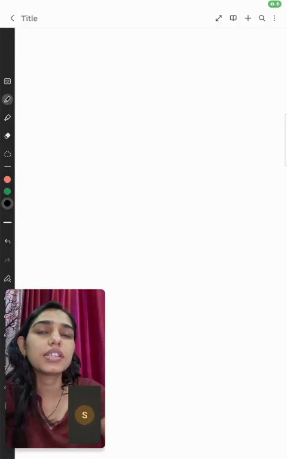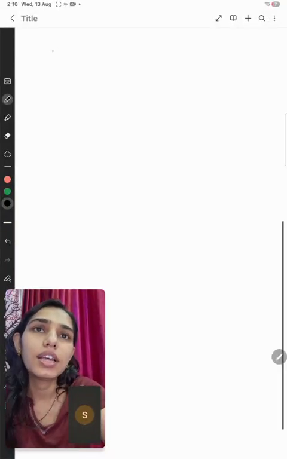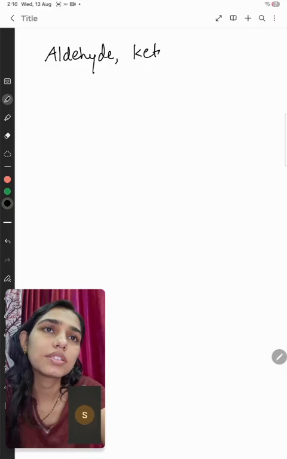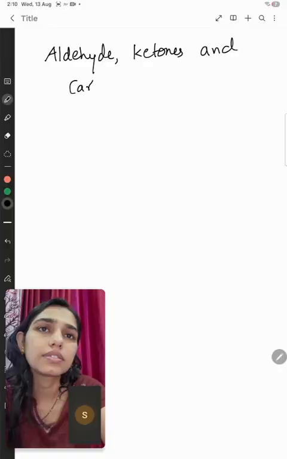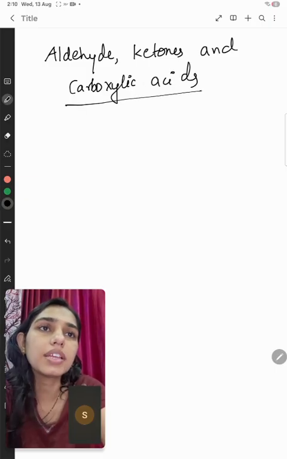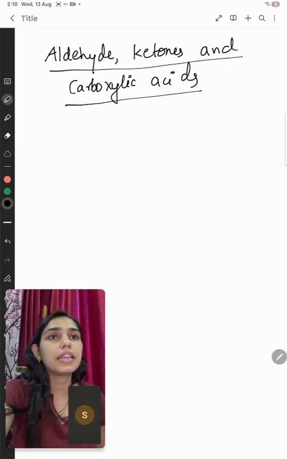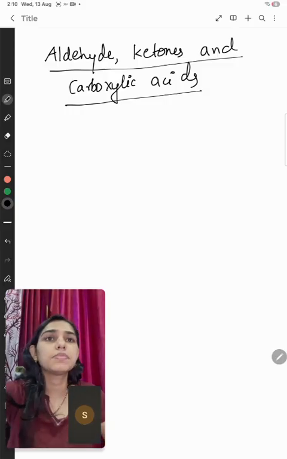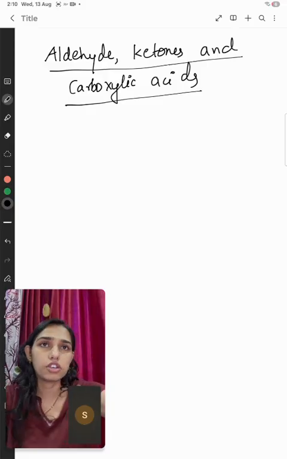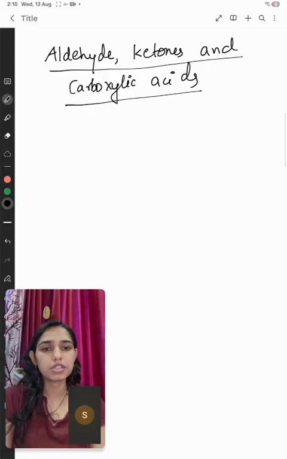Everyone. Today we will start the new chapter of class 12, that is aldehydes, ketones and carboxylic acids. As the name suggests, you might have heard about these terms in your class 10th, about these three functional groups: aldehyde, ketones and carboxylic acid.